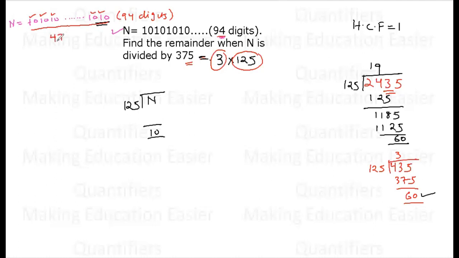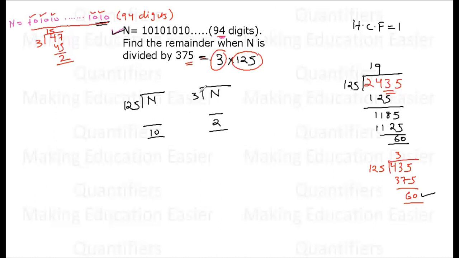47 will be the sum of digits. Now 47 when divided by 3, it will give you remainder: 3 into 15 is 45, so it will give you remainder 2. Okay students, so we can say from here that if we divide the original number n by 3, what is the remainder? The remainder is coming out to be 2.